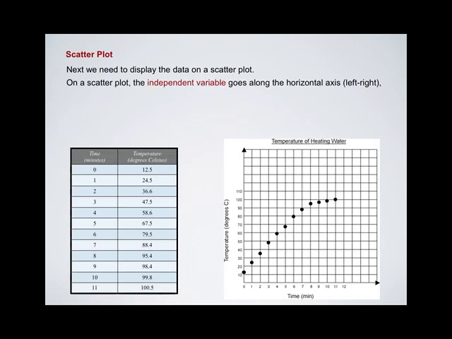The independent variable goes along the horizontal axis. Remember, that's the left-hand column of our table of values. That goes along the horizontal axis. Be sure to include units and a scale. And the dependent variable goes along the vertical axis. That's the up-down. And that's the right-hand column of our table of values, or our temperature.